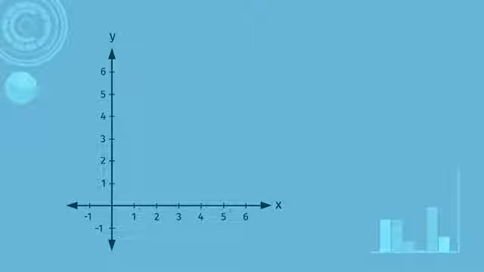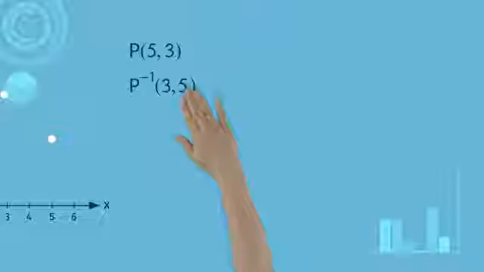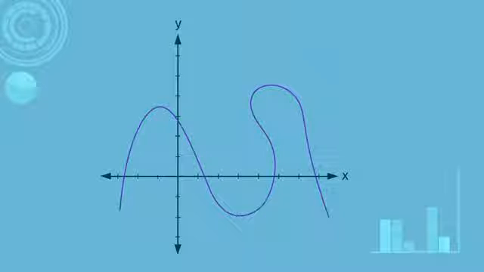For every point, finding the inverse is easy. You just switch the positions of the x and y coordinates. So, for example, if we're given the point P(5, 3), the inverse of this point is P^-1(3, 5). That was simple. But what about a function? Finding a function's inverse is just a tad bit trickier.